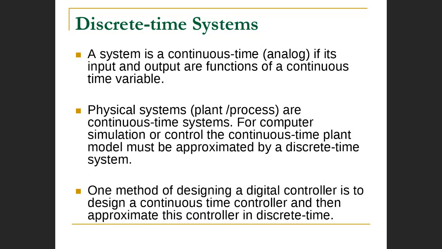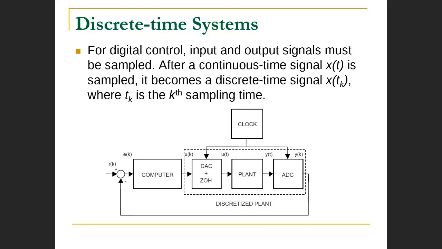Now, for computer simulation or control, the continuous time plant model must be approximated to a discrete time system. As you know, your computer doesn't process things continuously, but it processes things in terms of discrete times. So one method of designing a digital controller is to design a continuous time controller and then approximate the controller into discrete time. So the continuous time function will not give us the same result as a discrete time signal. And so there is the need for a modification of the model.